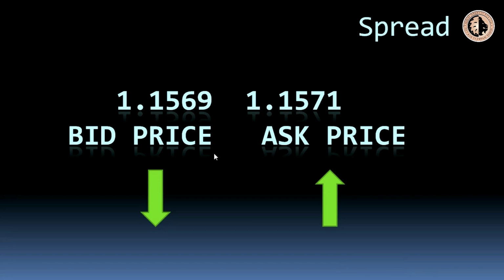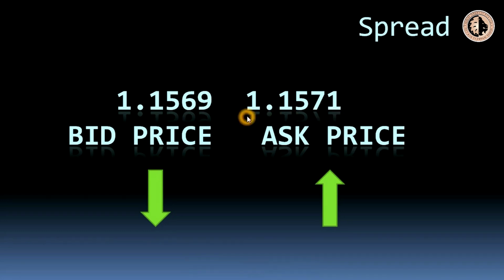Now, we talked about the difference between the bid price and the ask price. I will remind you again, the bid price is the price that you can sell a currency pair to a dealer, and the ask price is the price in which you buy the currency pair from the dealer. Now you can see there's a difference between the bid price and the ask price.